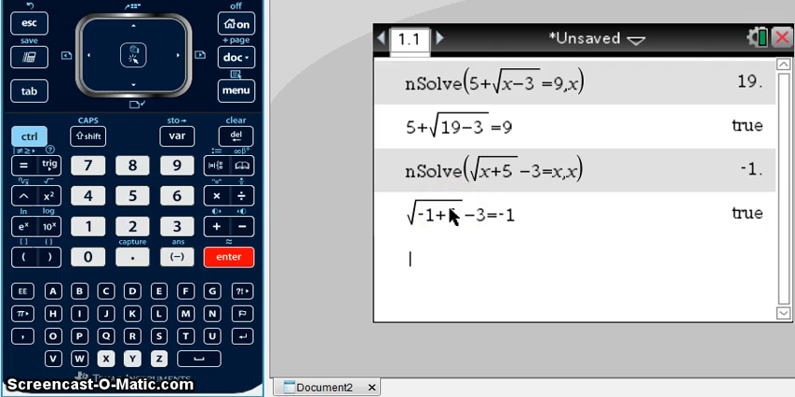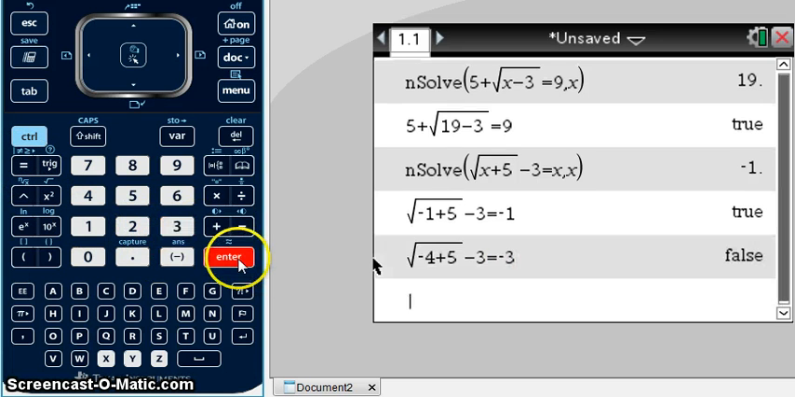What I got as an erroneous solution that doesn't fit in the bank or the domain was this. If I go, because I had -4 was a possible solution, plus 5 minus 3 equals -1, or -3, sorry. Notice it comes up false. So that's how to solve with the NSpire.